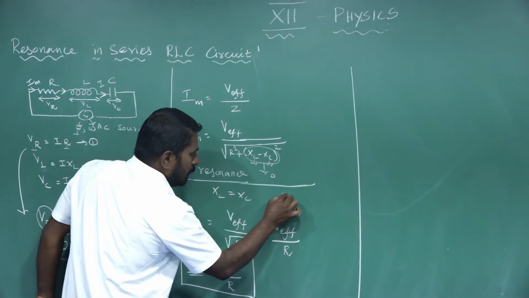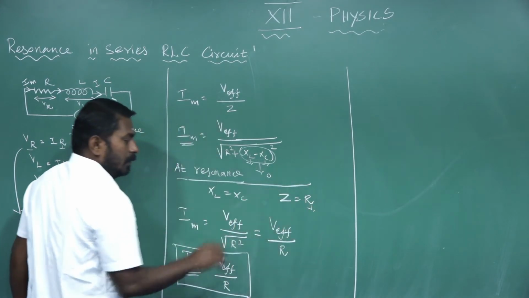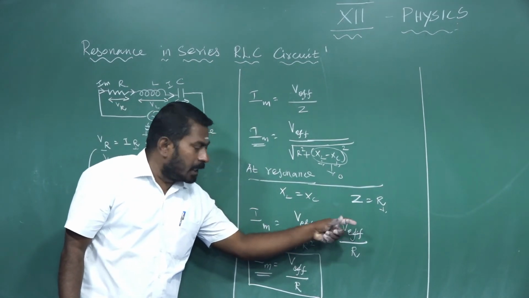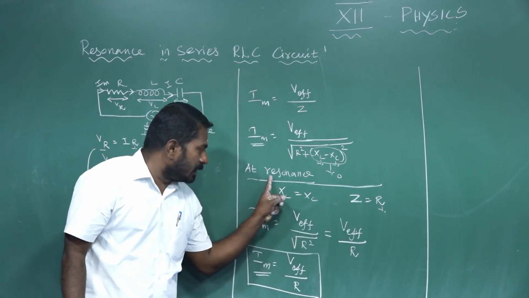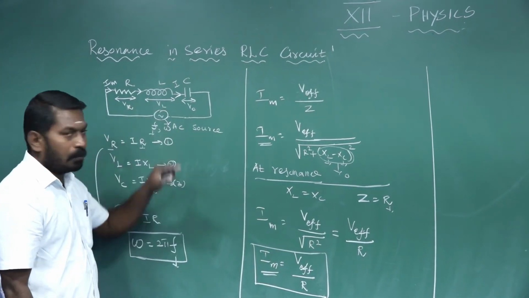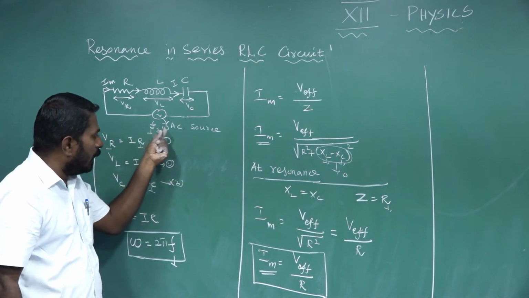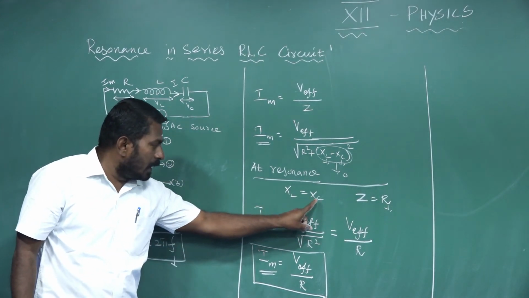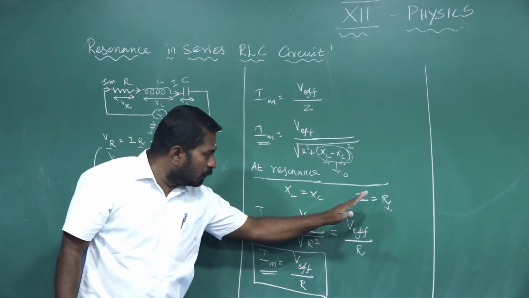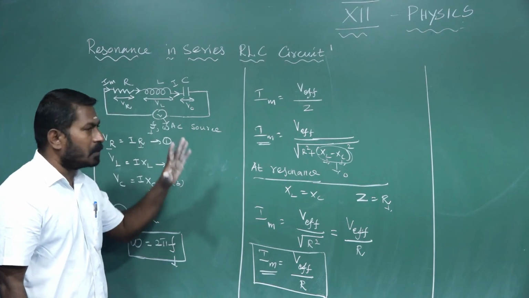At resonance, the impedance of the series RLC circuit is purely resistive. Impedance of the series RLC circuit is minimum at resonance. Current through the series RLC circuit becomes maximum. So at that particular frequency of AC voltage, inductive reactance is equal to capacitive reactance, impedance of the series RLC circuit is minimum, hence current through the series RLC circuit becomes maximum.